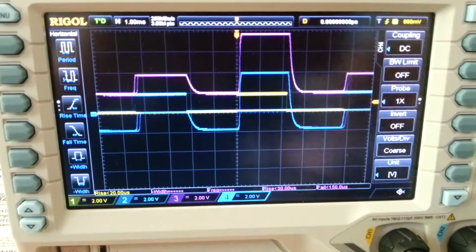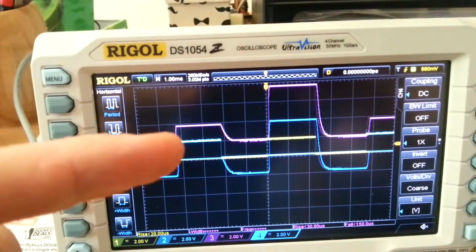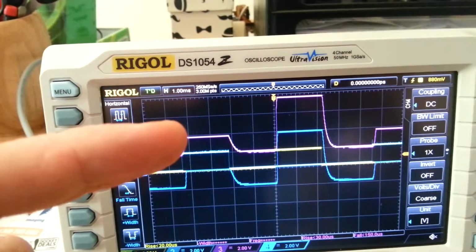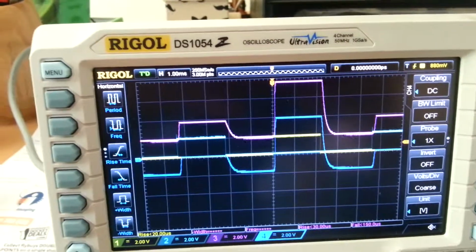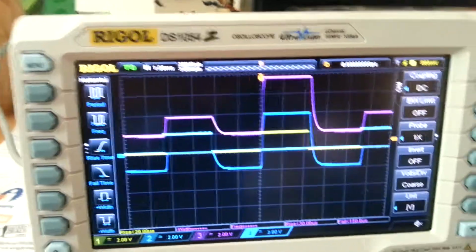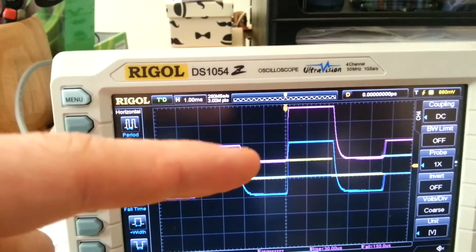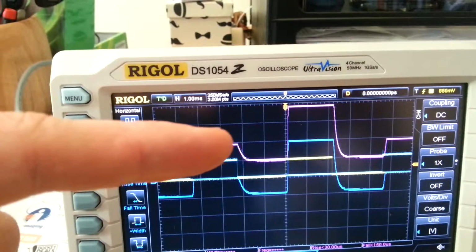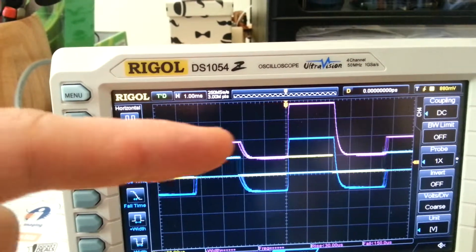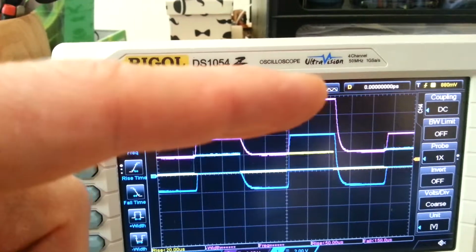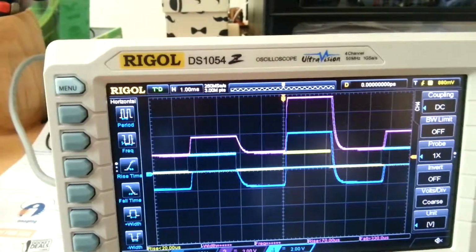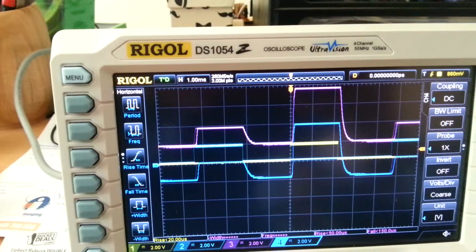Then you can see on the left here, when the second phase turned on, it goes up to 4 volts, and that's exactly what I'd expect as well. But why is it sitting otherwise at 2 volts? Why is it not remaining at 4 volts and then rising up to 8 and going down to 4?